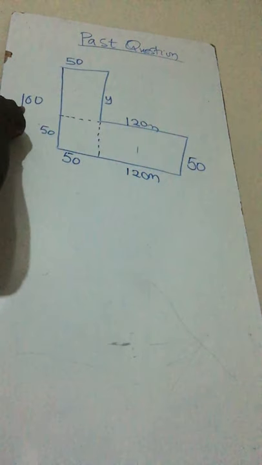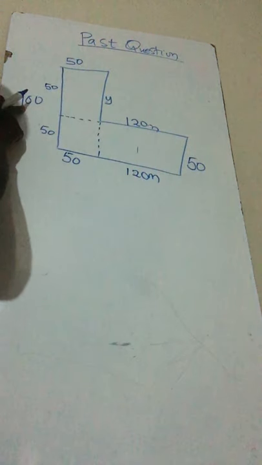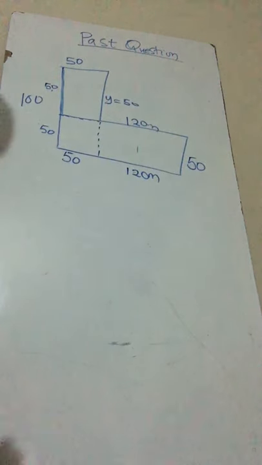Now the whole of this side, the question says 100. So if this part is 50, it means that this part will be 50, so that you get 50 plus 50 is 100. Are you okay? Good. So if this side is 50, it means that this side also will be 50. So Y is 50. I hope you get it. Good. So the number 23 is D.